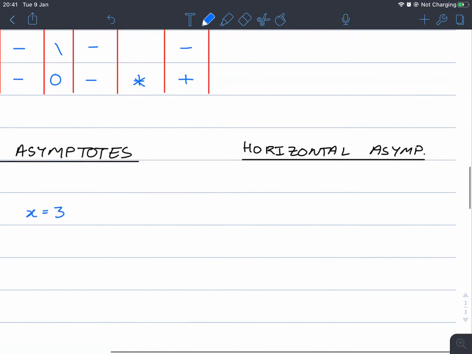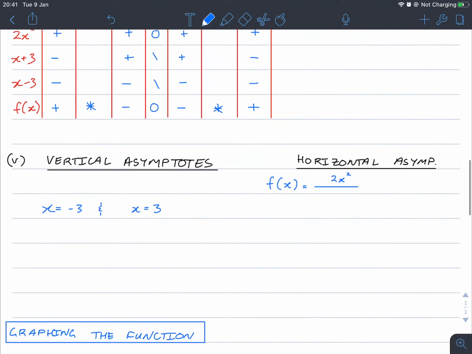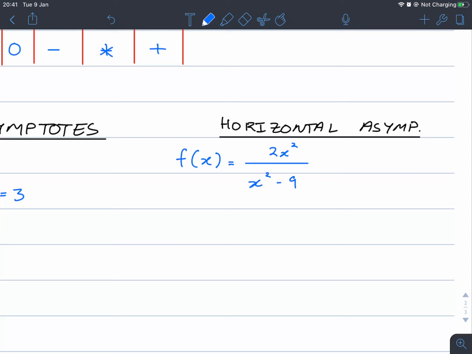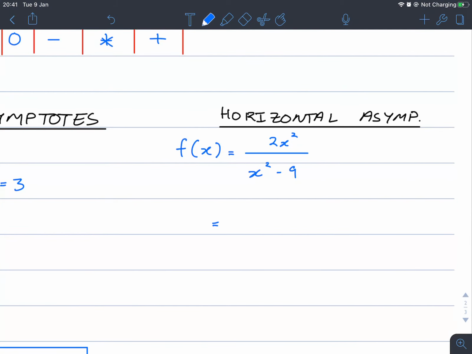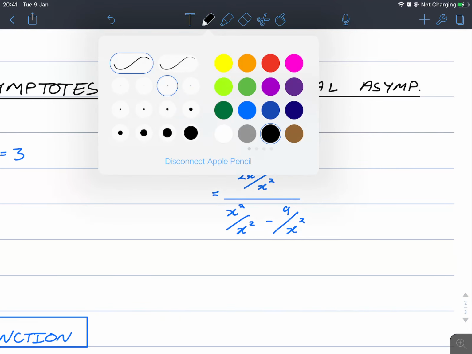As for our horizontal asymptotes, take a look at our function f of x equals 2x squared all over x squared minus 9. We're going to divide through by the highest power of x. So dividing through, we get 2x squared divided by x squared in the numerator, divided by x squared divided by x squared, that's the first term, minus 9 over x squared. Now we test as x approaches infinity. Oh wait, sorry, I forgot one more step. We need to simplify first.